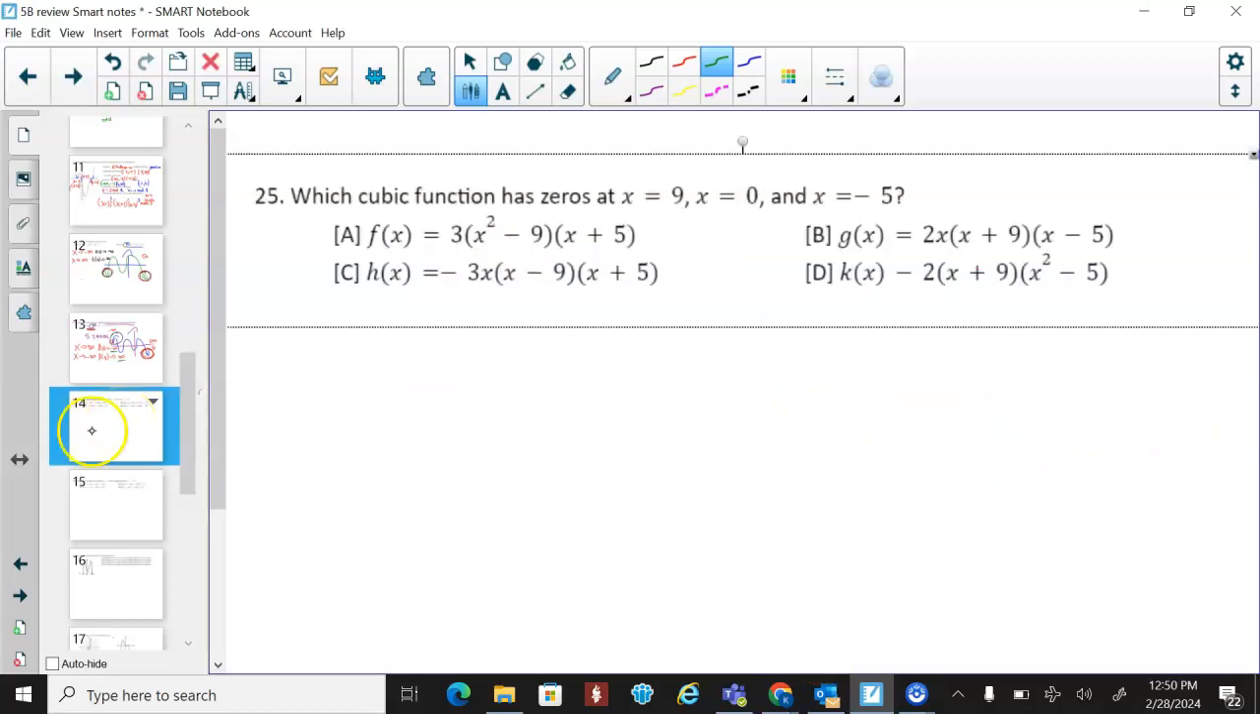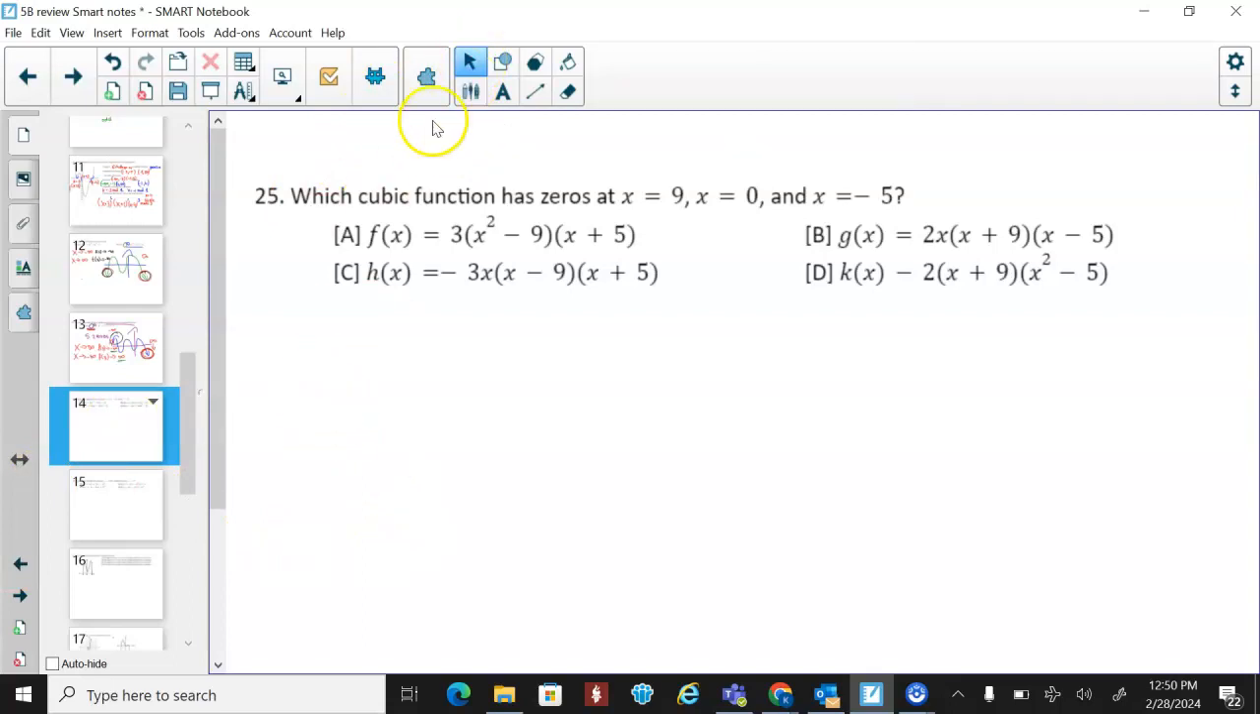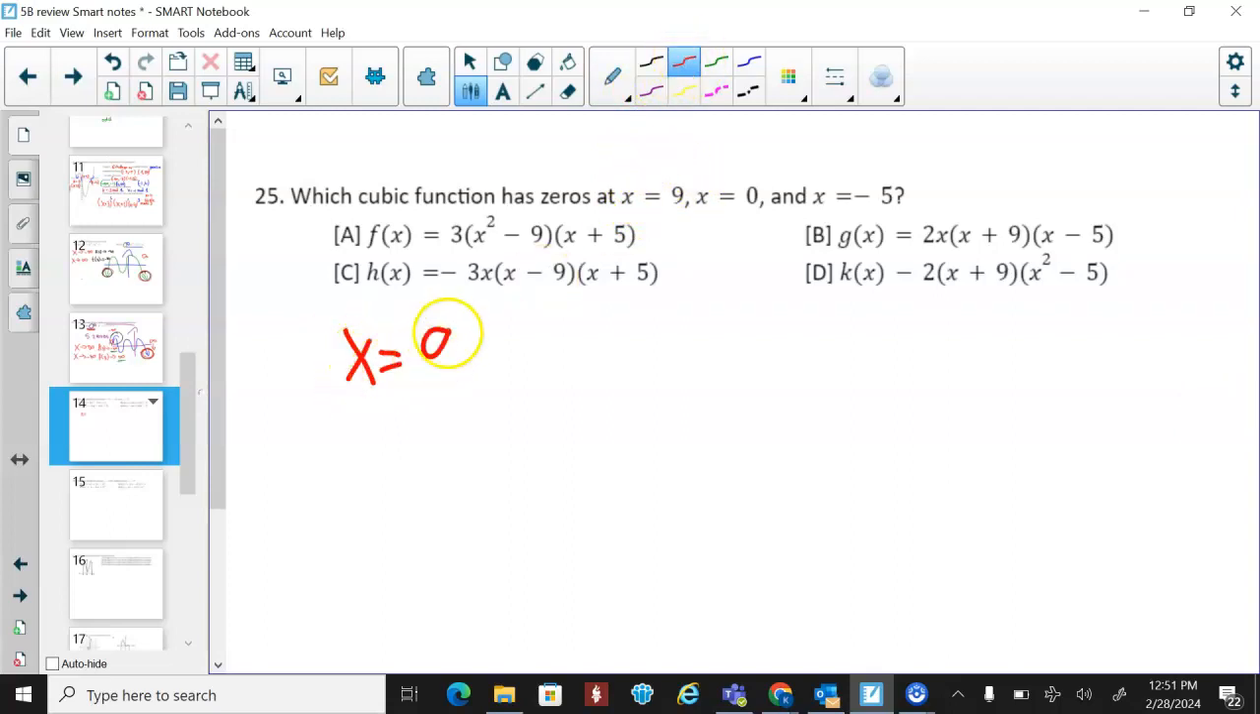When one goes up, the other one has to go down. All right, question 25. For this one, it says, which cubic function has the zeros at 9, at 0, and -5? Well, again, you can graph each of them to confirm your answer. But to solve it algebraically, I will take these zeros right here: x equals 9, x equals 0, and x equals -5.